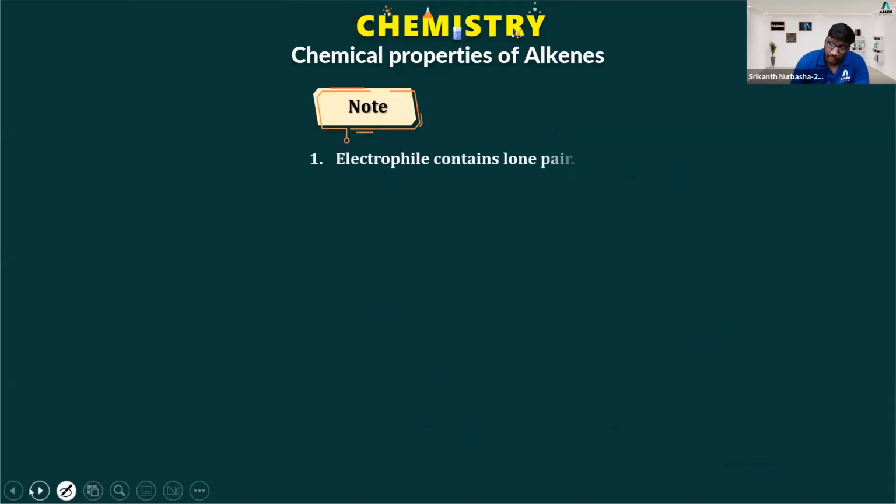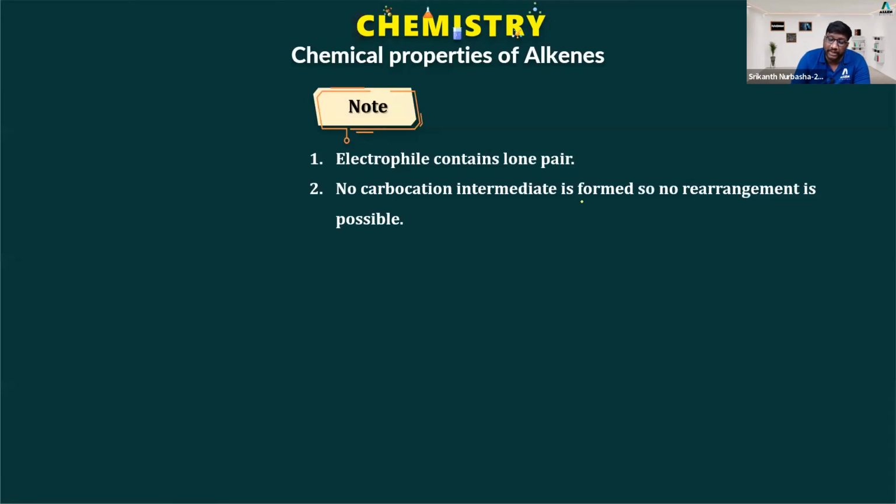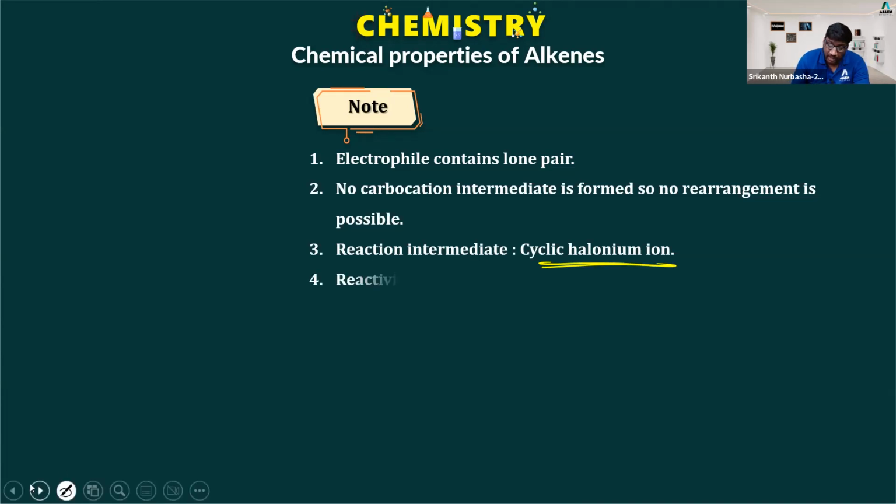Right, very good. The electrophile contains a lone pair, that is obviously noted. No carbocation intermediate is formed, so no rearrangement is possible. Reaction intermediate is cyclic halonium ion, as we have seen, 3-membered cyclic transition state. Reactivity of halogens: fluorine is highly reactive, then chlorine, then bromine, then iodine. Reaction with fluorine is explosive. That's why we generally discuss chlorination and bromination. Iodination is very slow.